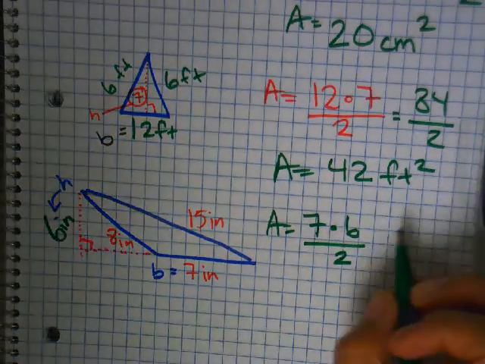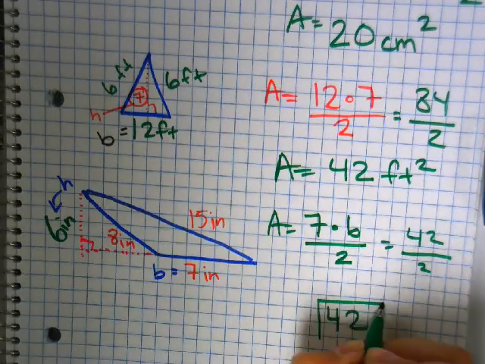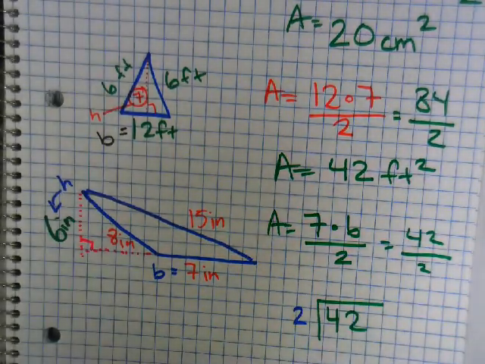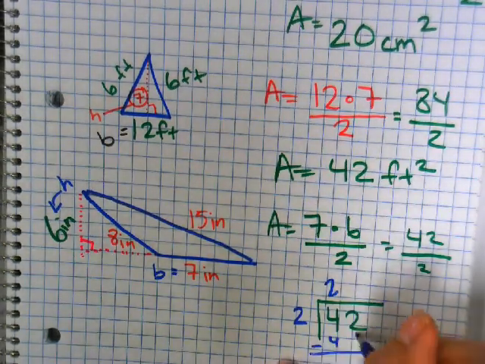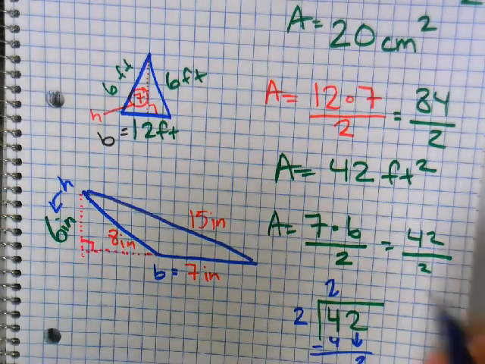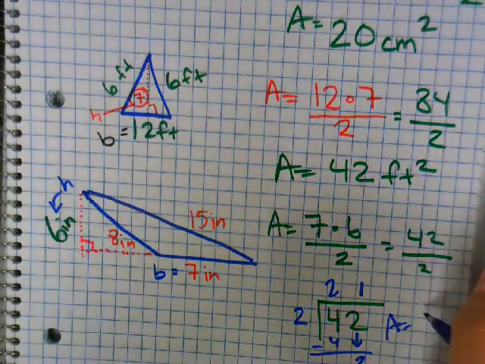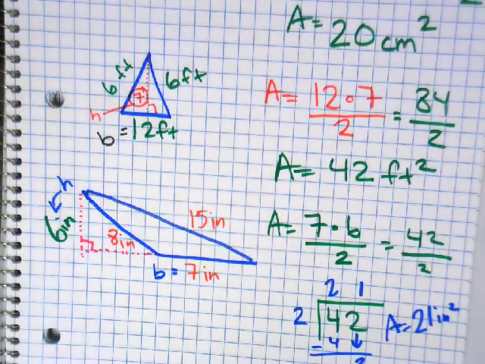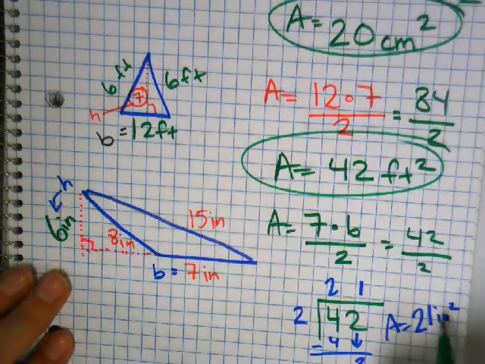42. Divided by 2. So 42, just in case you're like, wait, how do you divide by 2? All right, top number inside. Then you ask yourself, how many times does 2 go into 4? 2. 2 times 2 is 4. Remainder is 0. Bring down the 2. 2 goes into 2 one time. So that means that our area is equal to 21 inches squared. Are we okay with those 3 answers? 1, 2, 3.